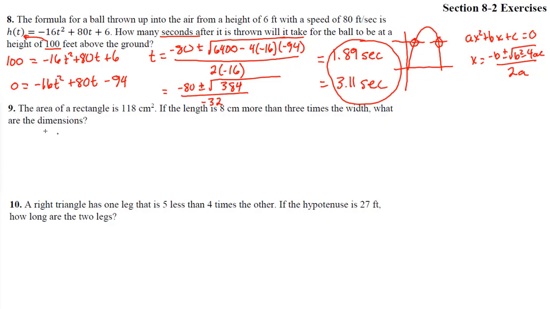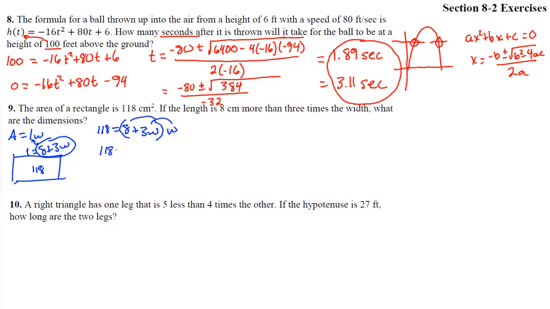All right, number 9. The area of a rectangle, so area is length times width, of a rectangle is 118. So let's draw the rectangle out here. We got 118 as the area. The length is 8 more than 3 times the width. What are the dimensions? Okay, so we're going to stick this guy in here and have 118 equals 8 plus 3w times w. Good, let's distribute that in. We have 118 equals 8w plus 3w squared.